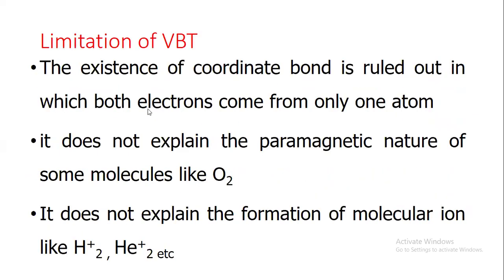Limitations of valence bond theory: the existence of a coordinate bond, in which both electrons come from only one atom, is ruled out. It does not explain the paramagnetic nature of some molecules like oxygen. It does not explain the formation of molecular ions like hydrogen and helium ions.